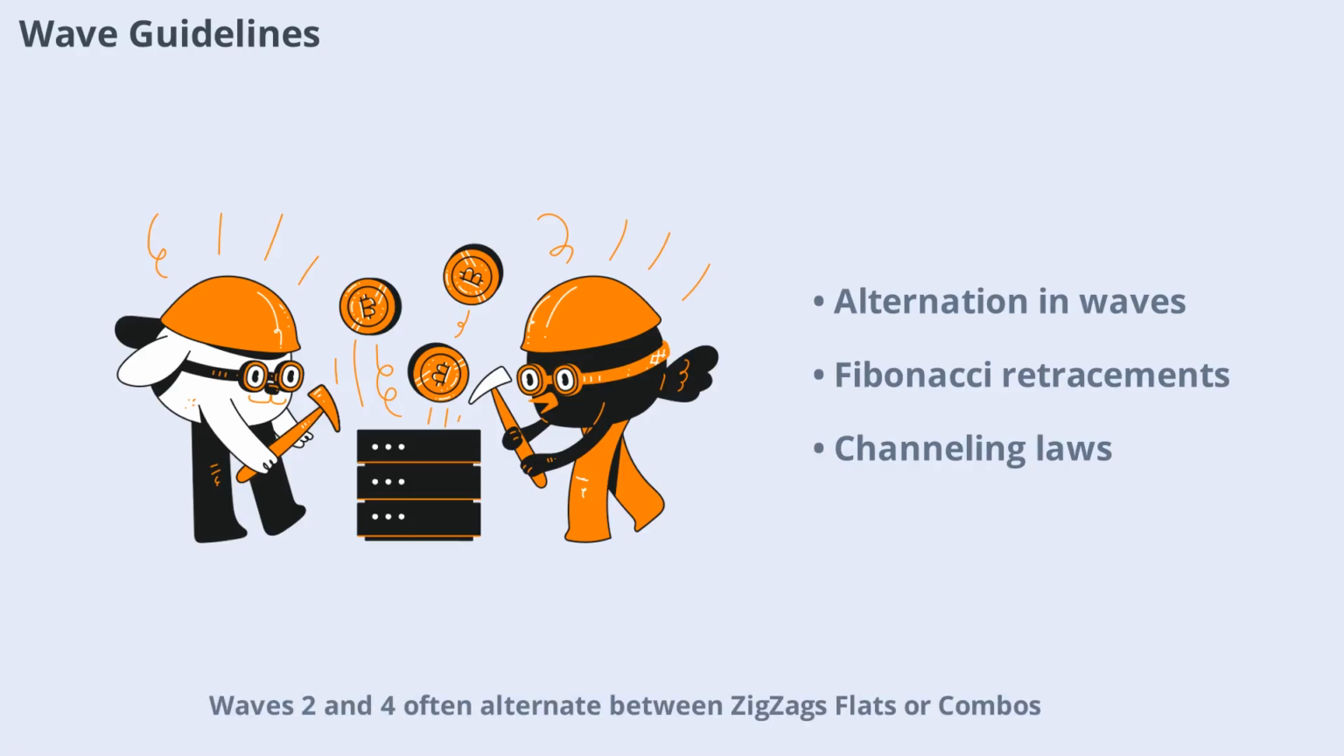Waves 2 and 4 often alternate between zigzags, flats, or combos. Wave 4 can be flats, triangles, or combinations, while wave 2 is usually a zigzag or zigzag combination. Wave 4 usually terminates in the same area as the previous wave 4 of wave 3. Typical Fibonacci retracements for wave 2 are 50% or 61.8% of wave 1, and for wave 4, 38.2% or 61.8% of wave 3. Channeling laws often apply, with wave 5 ending around the channel line extension of endpoints 1-3.